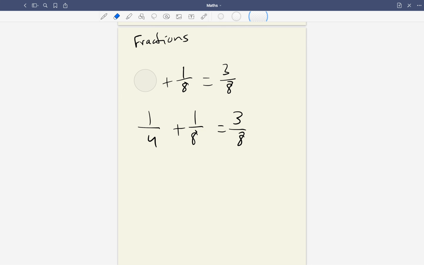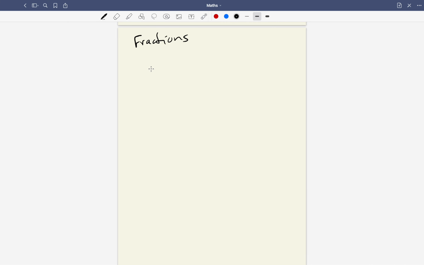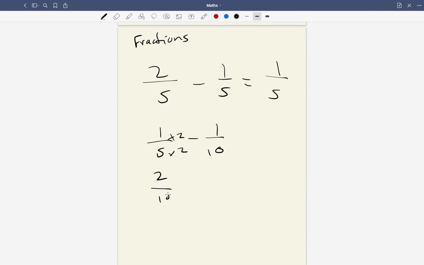Okay, so that's adding. And then the same sort of method works for subtracting. So if I've got 2/5 minus 1/5, obviously the denominator is the same, so you can just take them away. So 2 minus 1 is 1/5. Obviously, if you need to change it, so if I've got 1/5 minus 1/10, to get 5 to 10, because we want to get the common denominator, do 5 times 2, so we times the top by 2 as well. So we get 2/10 minus 1/10, which gives us 1/10. So it's the same with subtraction.